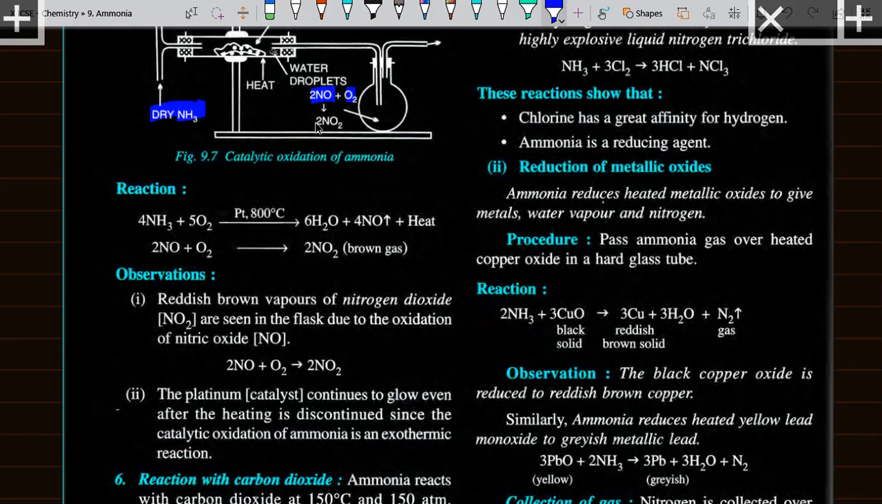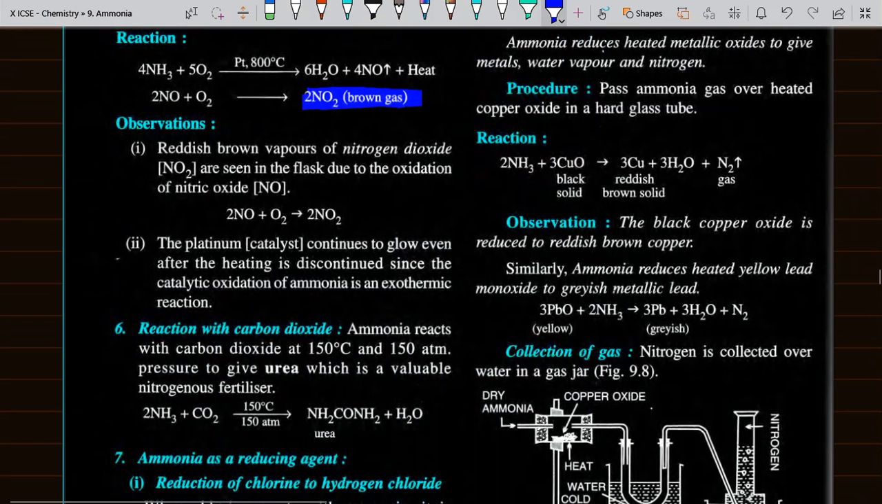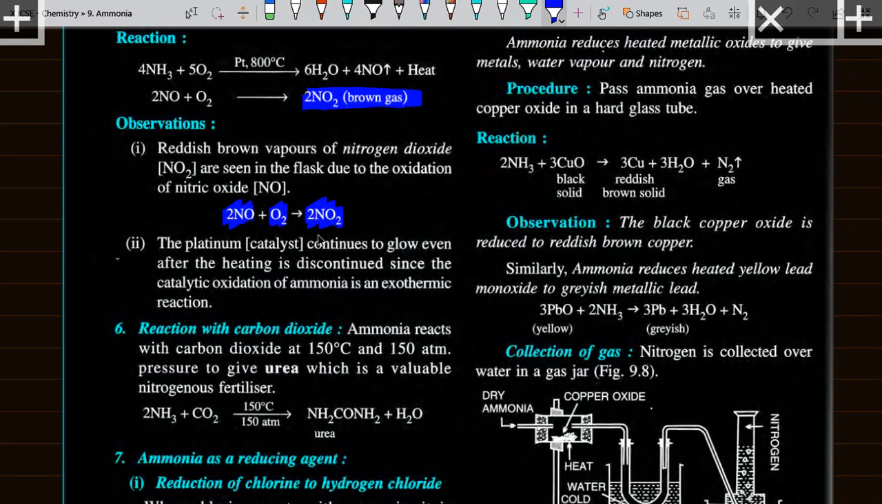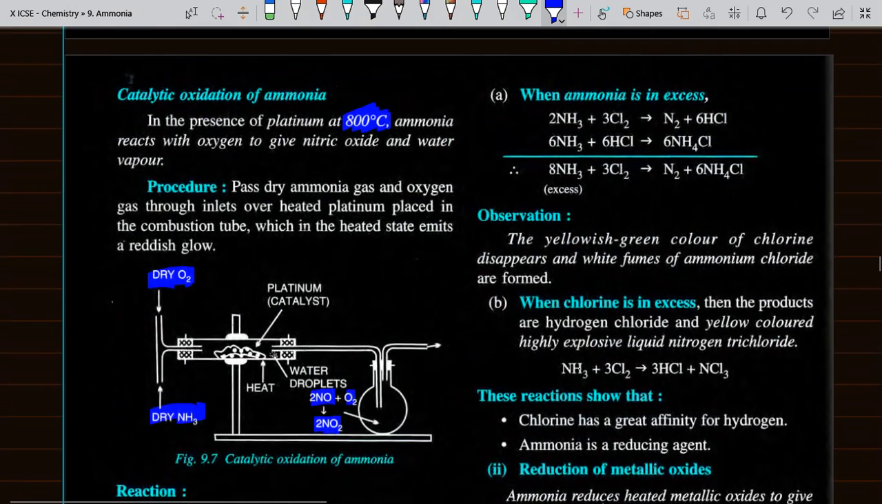NO plus O2 will give NO2 inside this round bottom flask. So you get a brown gas as the final product. Reddish brown vapors of nitrogen dioxide are seen in the flask due to oxidation of nitric oxide. So nitric oxide plus oxygen gives nitrogen dioxide, which is brown in color. The platinum catalyst continues to glow even after the heating is discontinued, since the catalytic oxidation of ammonia is an exothermic reaction. So इसका नाम ही है catalytic oxidation of ammonia.